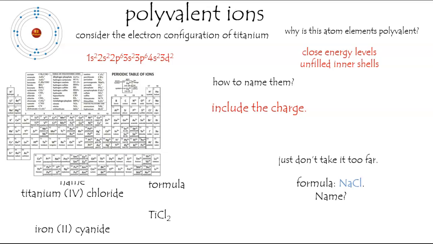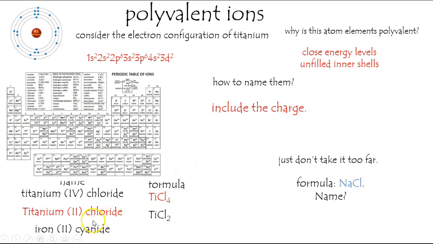To name them, we include the charge. I think that's a good system. So if you've got titanium 4 chloride, that is TiCl4. Nice, right? Use Roman numerals. If it's TiCl2, it just perhaps lost those 2 electrons, and that would be titanium 2 chloride.